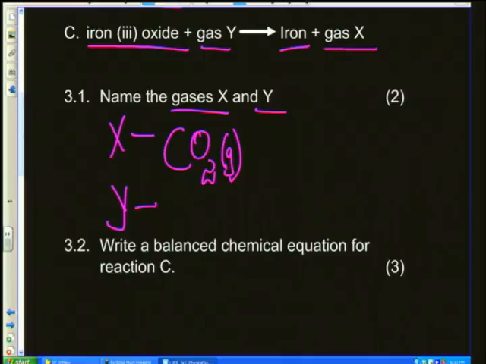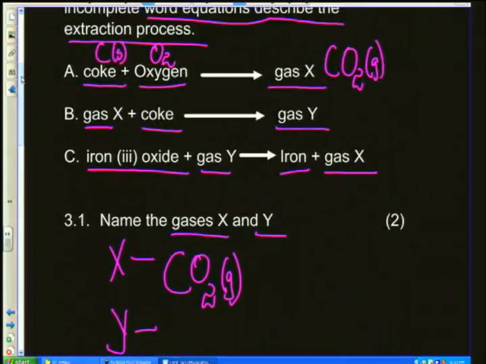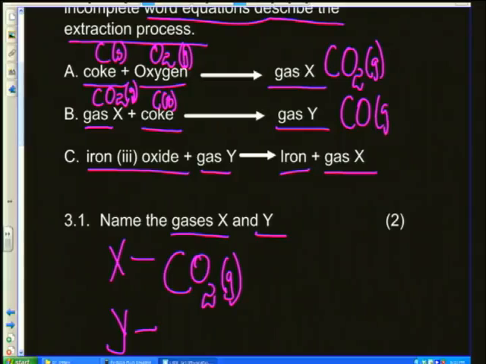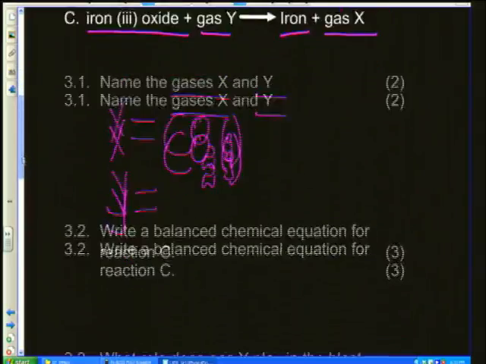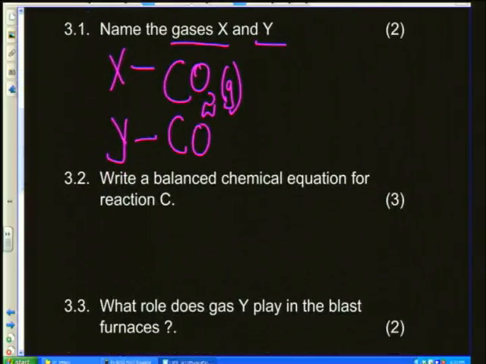And let's look at the other one now. They say gas X, which is carbon dioxide, plus coke again. Our coke is solid there. So when you add the two, you get another gas. This gas here is carbon monoxide gas. Guess why? It's carbon monoxide gas.